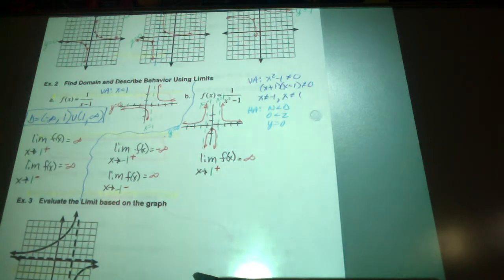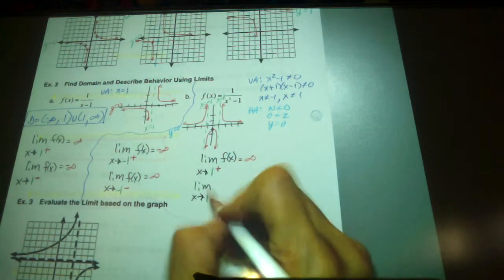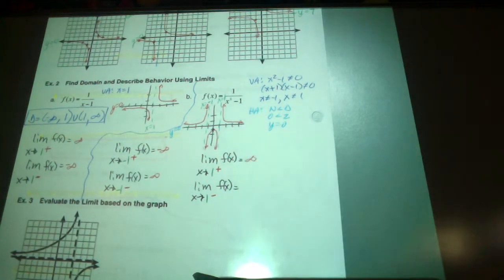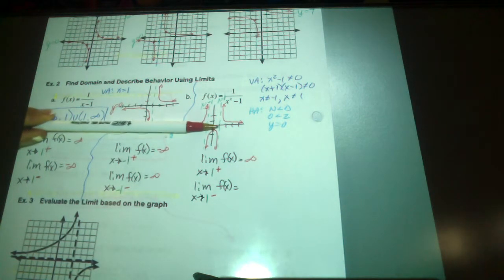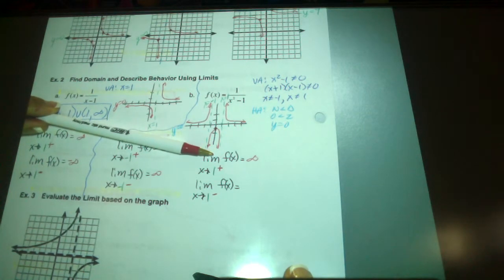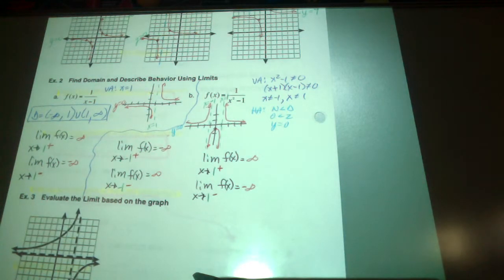So then look at the left-hand behavior. The limit as x approaches positive 1 from the left. It's still f of x. This time I'm coming from the left, getting close to that 1 from the left-hand side. Am I on the right-hand swoop or the parabola? The parabola. And what is the direction of the parabola going? It's going to negative infinity. So does the overall limit exist at 1? No, because the left and right hand do not agree.